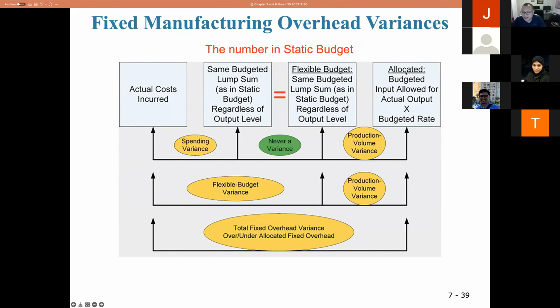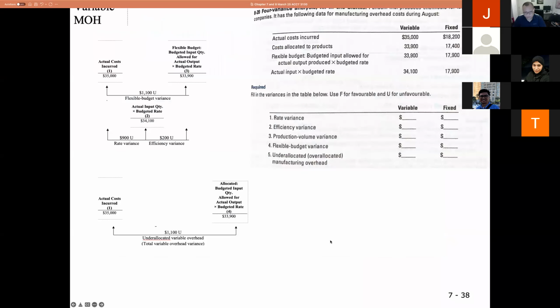And this one is a calculation. You first have to calculate the budget rate. How? You use this fixed number divided by the static activity level to figure out your budget rate. And then you multiply by your actual input level. That's how you calculate the allocation. When you compare the allocation with the actual cost, this is your total fixed overhead variance. It's either over-applied or under-applied.